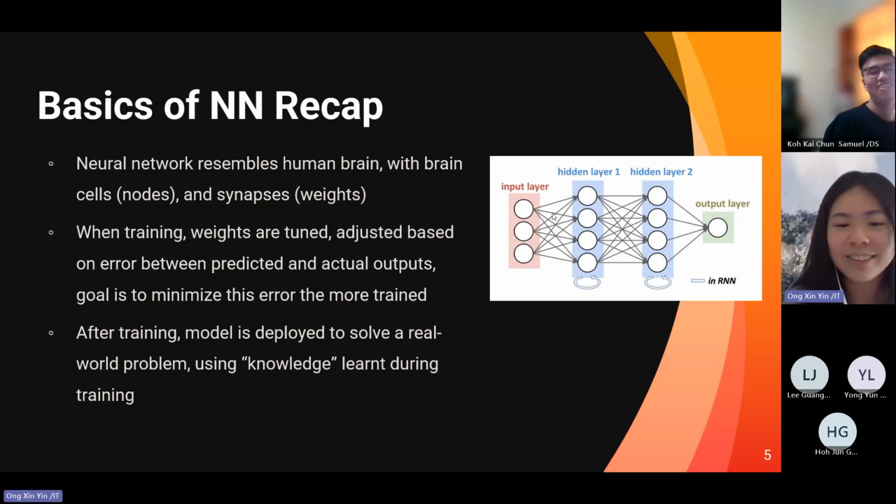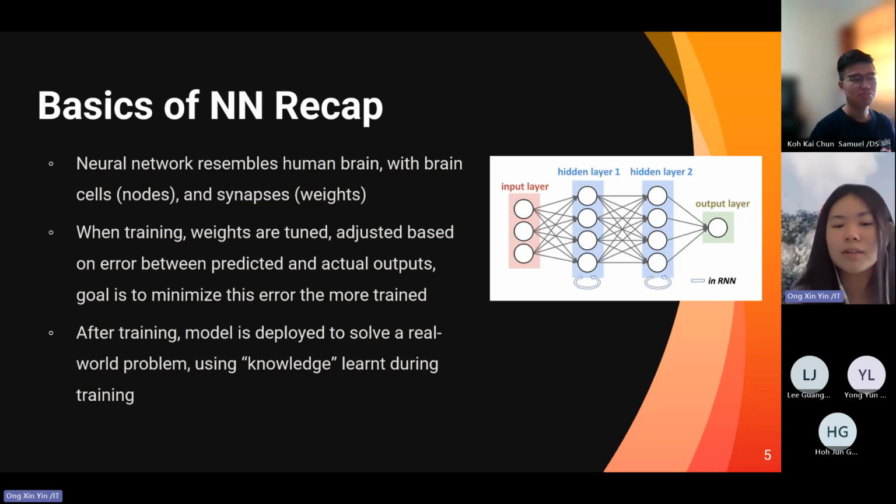So these weights will indicate how strong the connection is between the two nodes, and they will be adjusted throughout the training based on the error between the predicted and actual outputs. So they'll calculate the difference between your prediction and your target. And the goal is to minimize the error with more training.